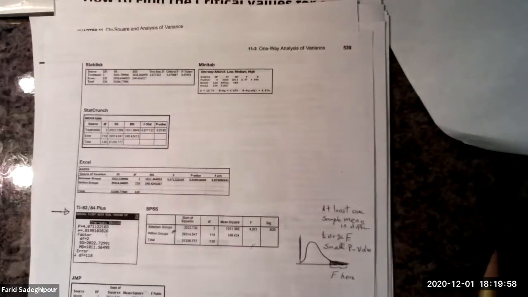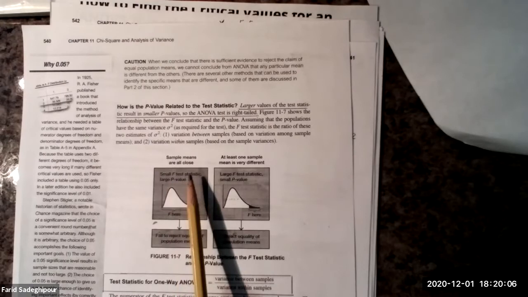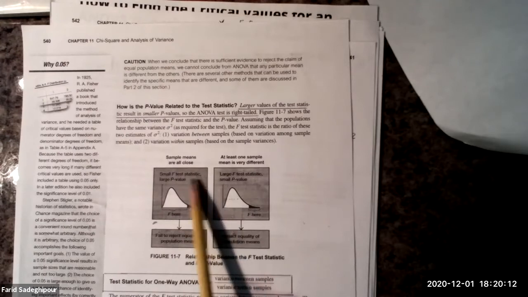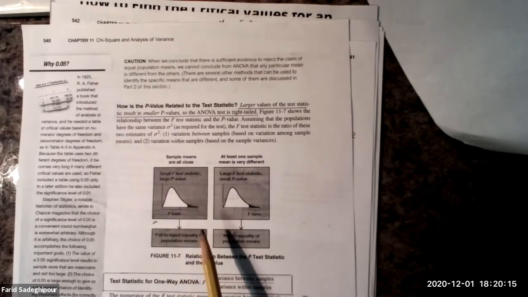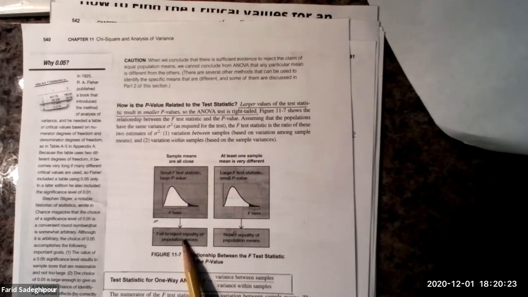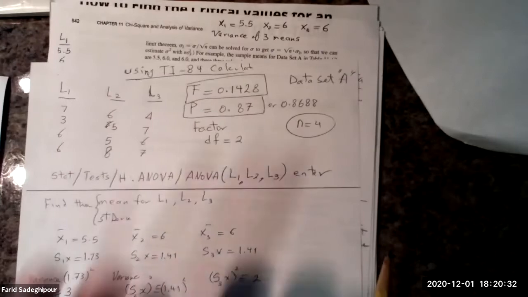This is what H0 is. So when you have a small F and a large p-value, then the sample means are very close, and we fail to reject equality, so we have to accept the null hypothesis. Okay, so this case is what we have in this example here, which is on this page.